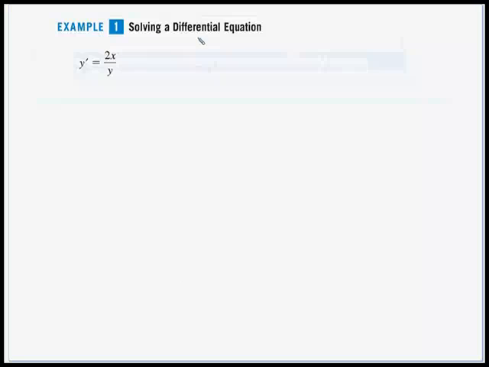This is a simple differential equation: y prime equals 2x over y. Now if you open your textbook to example 1, you'll see this solved in a slightly different manner than the way I'm about to do it. I don't like this prime notation. I think it's easier to see what's going on with the Leibniz notation. So I'm going to rewrite y prime as dy dx, and that's equal to 2x divided by y.